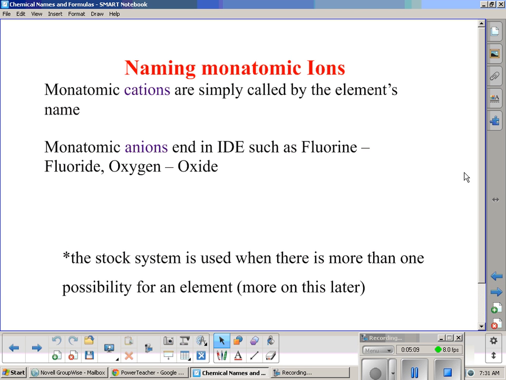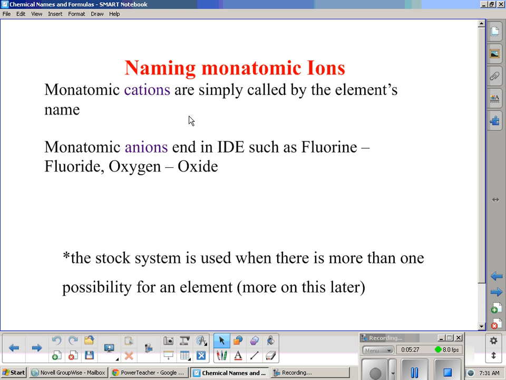Okay, so let's get into naming monatomic ions. Okay, you get a monatomic cation. Well, there's one atom. It's one element. It's simply called by the element's name. It could be calcium, potassium, sodium, whatever it may be.